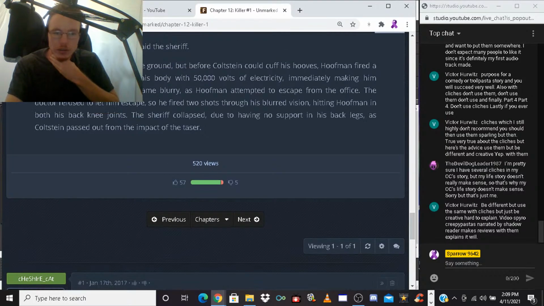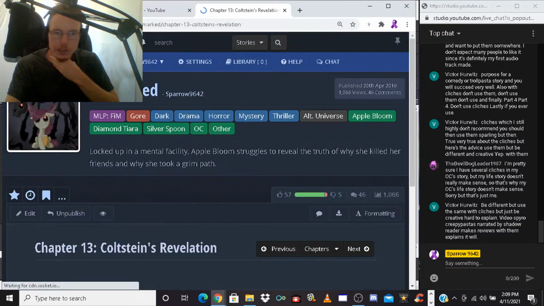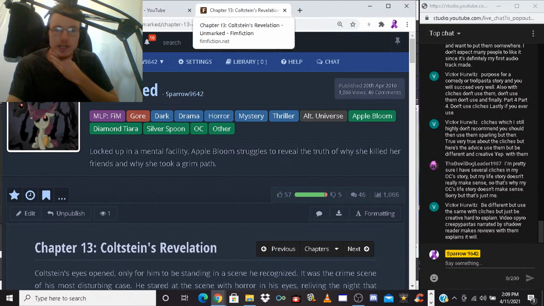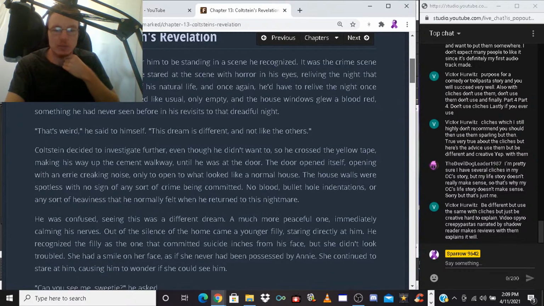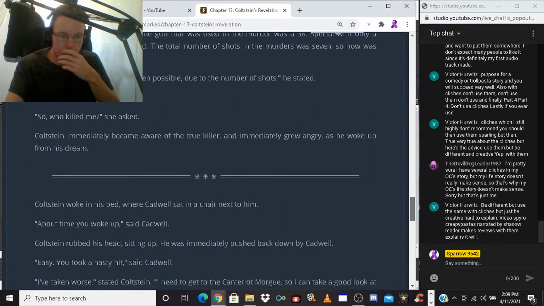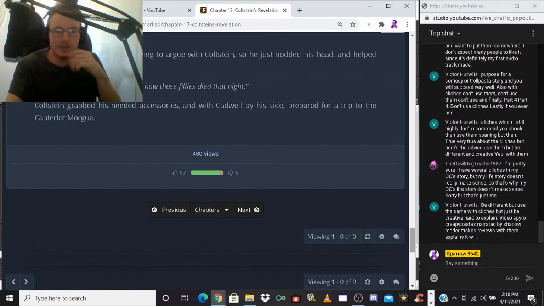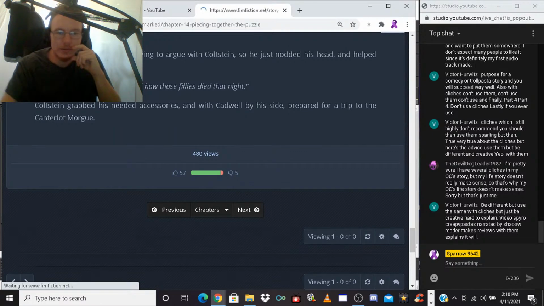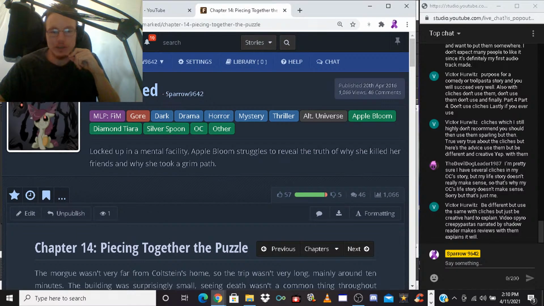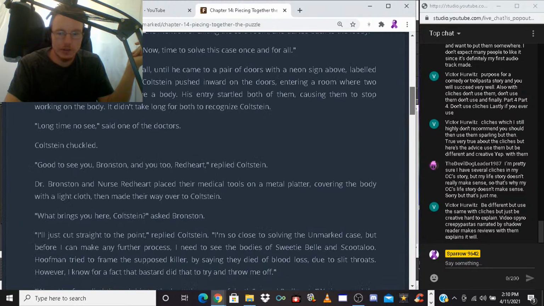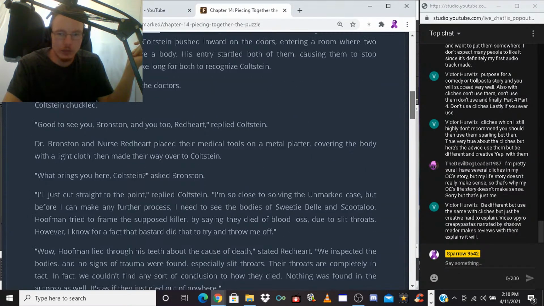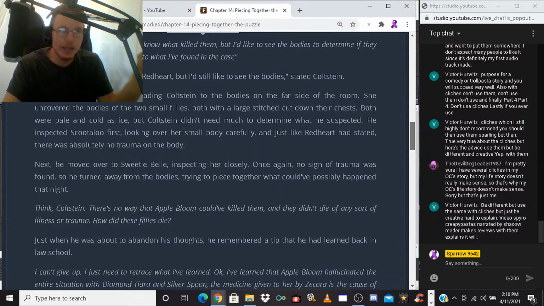And then we're getting closer to, I think, the juicy parts. Coltstein's revelation. This is when he finally makes peace with his past. The thing that haunts him, finally he makes peace with it. This was a very, very sad chapter. So basically everything is starting to come together. Piecing together the puzzle. Yeah, they find it. This is where Skulu and Sweetie are found out that they didn't actually die because there's no physical harm.